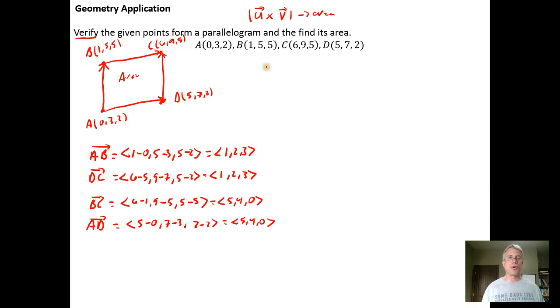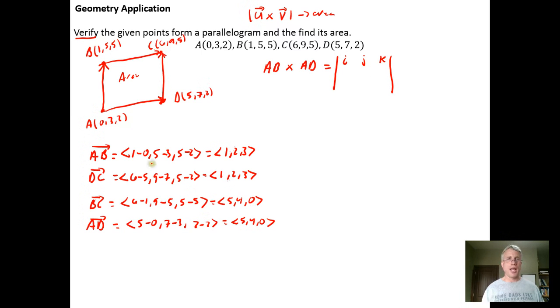So I'm going to calculate the cross product AB cross AD. And then once I find that cross product, I'm going to find the size of the cross product, which will be the area of the parallelogram. So we just go ahead and do the calculation.